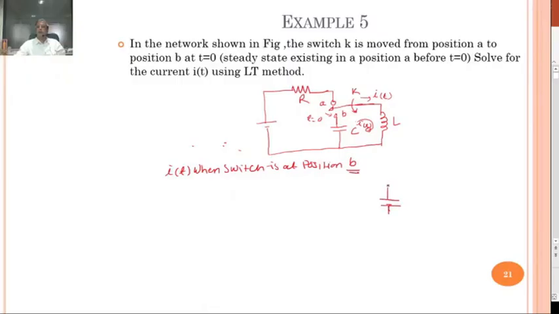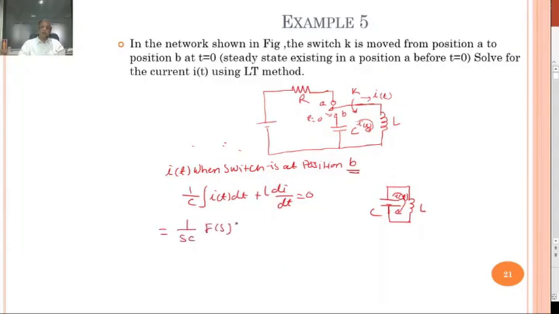This is the capacitor C and this is the inductor L, and apply Kirchhoff's law to find out this current. Applying Kirchhoff's law, we get 1 by C integration of i(t) dt plus L di by dt equal to 0. Taking the Laplace of this: 1 upon SC times I(s) plus V0 minus divided by S, plus SL I(s) minus L times I0 minus.